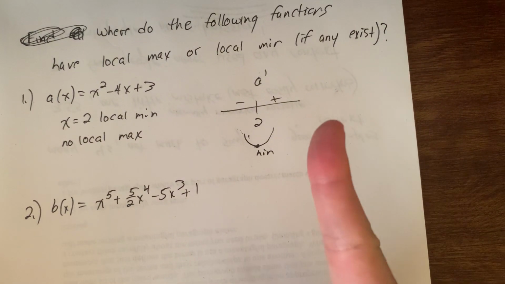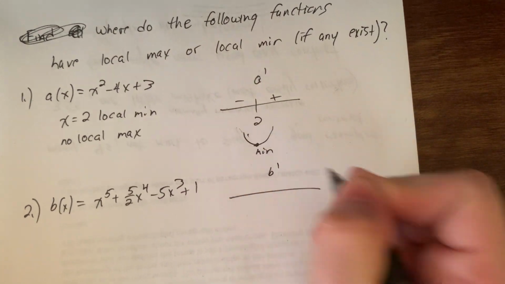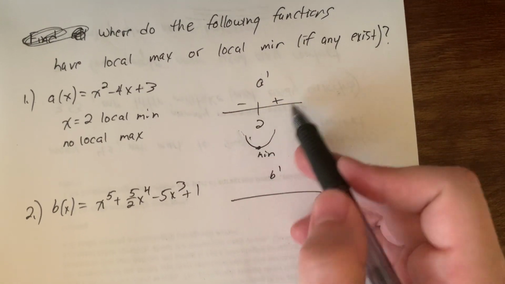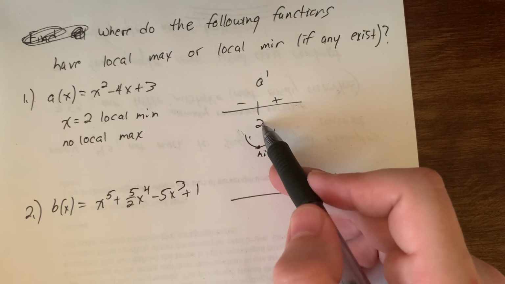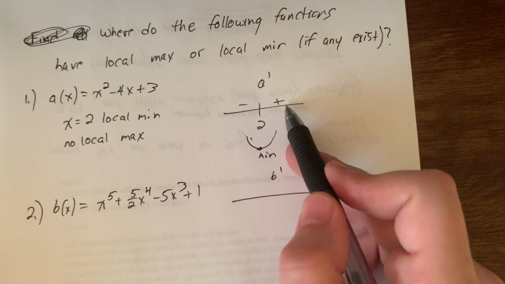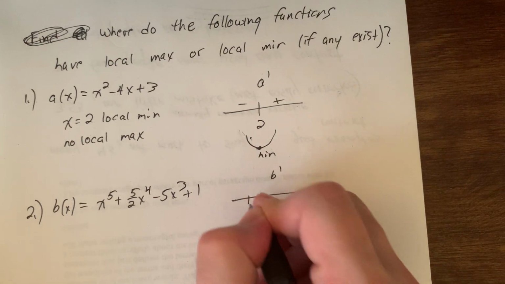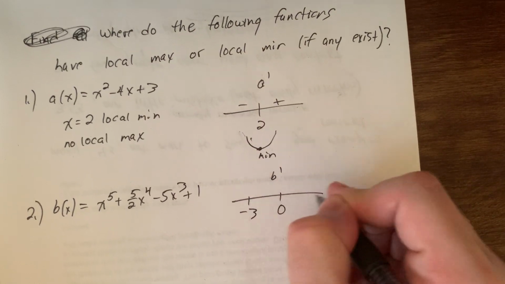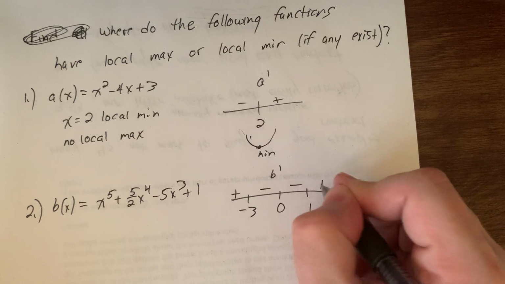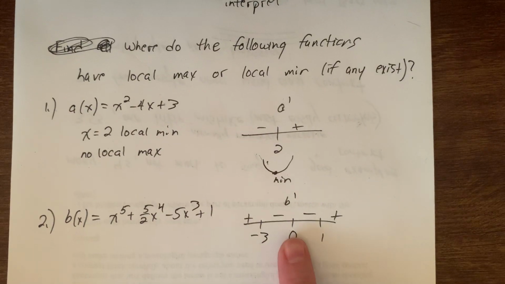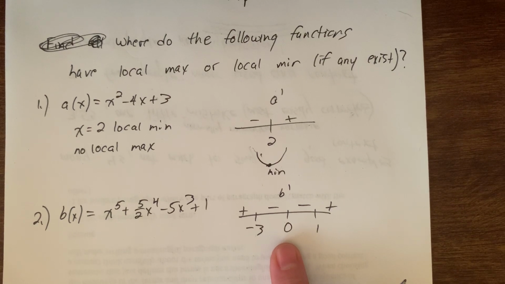Get the critical values, step 1, get them on your test interval, set up the test interval, and then reuse the plus or minuses to do increasing, decreasing. Now we focus on the x's and what happens before and after to figure out max or min. So for b prime, we had -3, 0, and 1, and we went plus, minus, minus, plus. That was our interval. So what does that tell me?